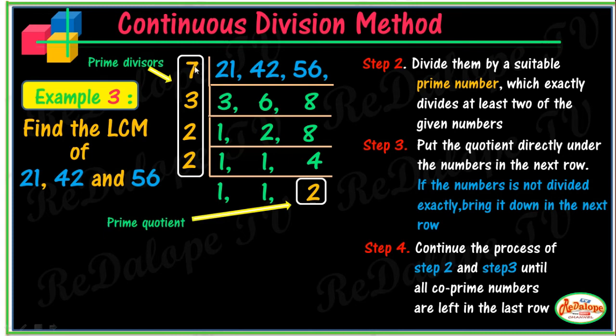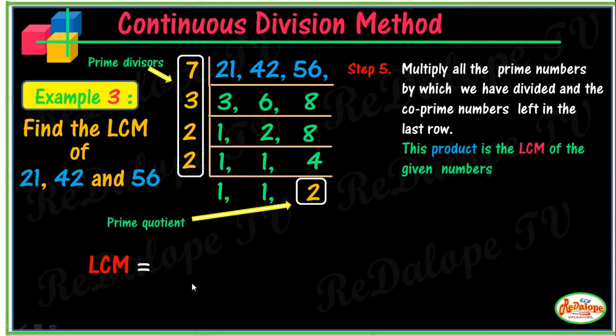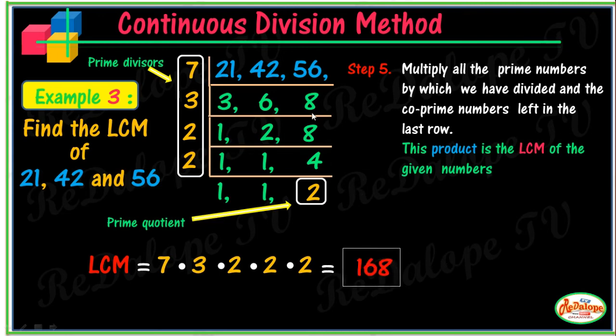Therefore, the LCM is the product of 7 times 3 times 2 times 2, and that becomes 7 times 3, so that is 21, times 2, 42, times 2, 84, times 2, so that is equal to 168. And that is the LCM of 21, 42, 56. Meaning to say, ang 168 ay pwedeng i-divide exactly by 21, 168 divided by 42, 168 divided by 56. So that is the LCM of the given 3 numbers.